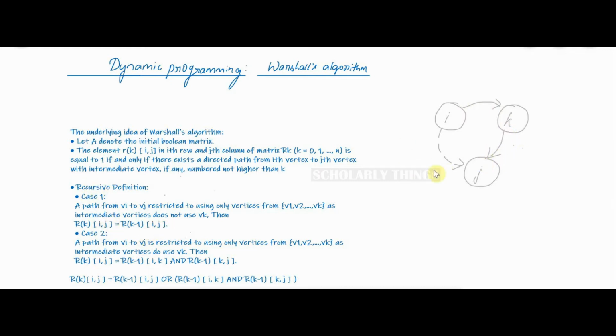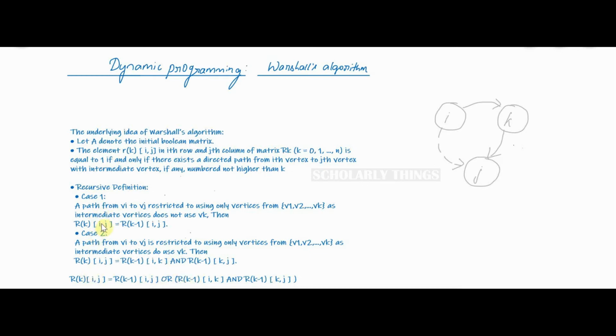In the first case, there exists a path from i to j. In the second case, we use an intermediate vertex and then find the path. Here, k is the intermediate vertex. We make use of logical AND and logical OR here.